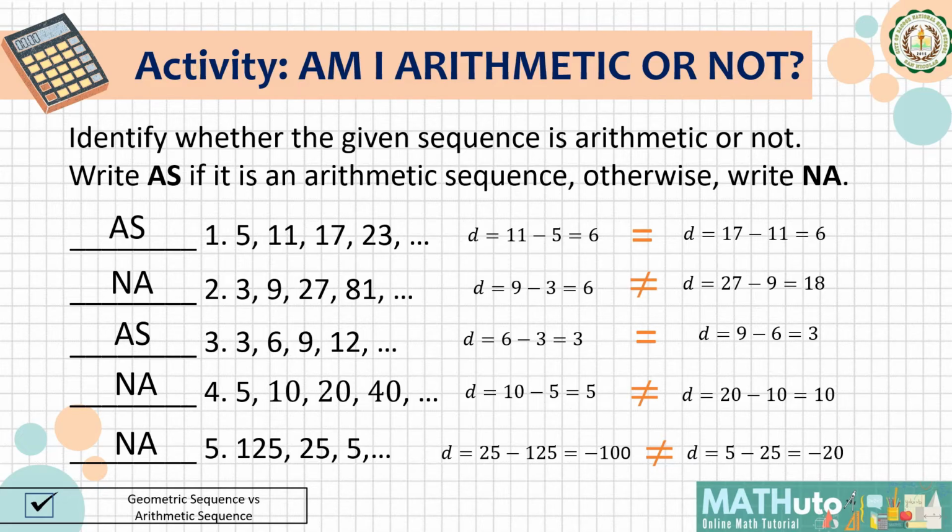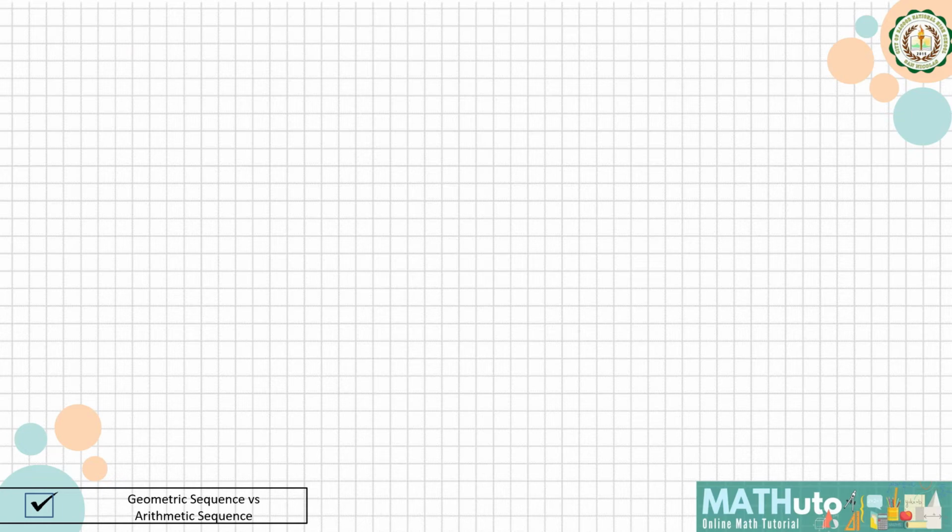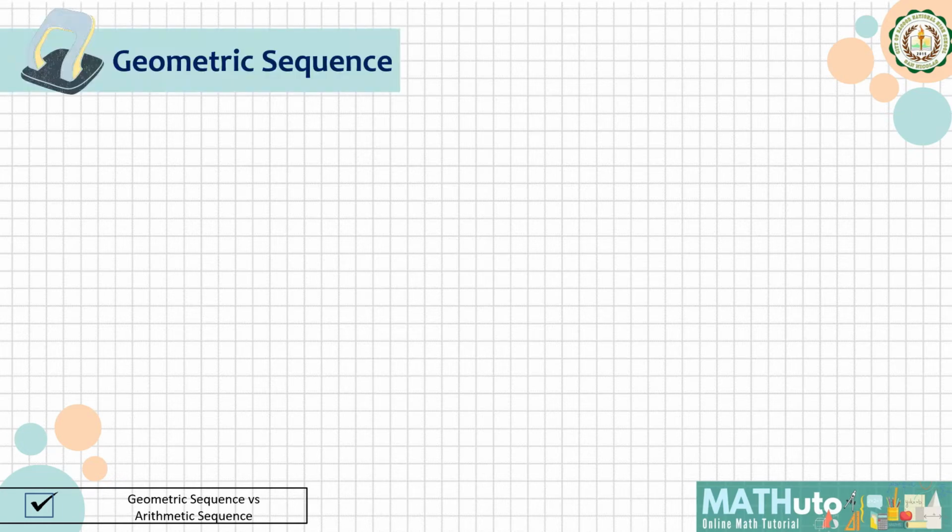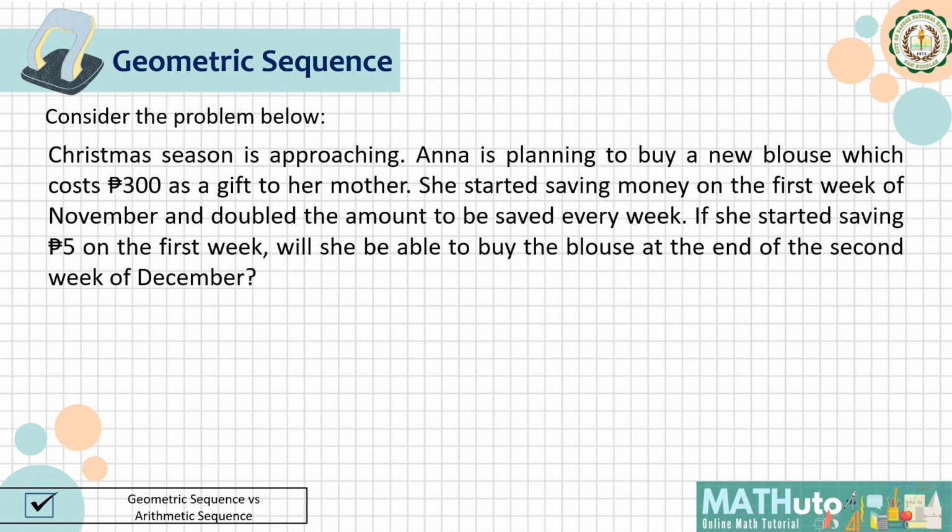Notice that only number 1 and number 3 are arithmetic sequence. What kind of sequence are the others? For number 2, number 4, and number 5. What kind of sequences are these? For us to know more about geometric sequence, let us consider the problem below.